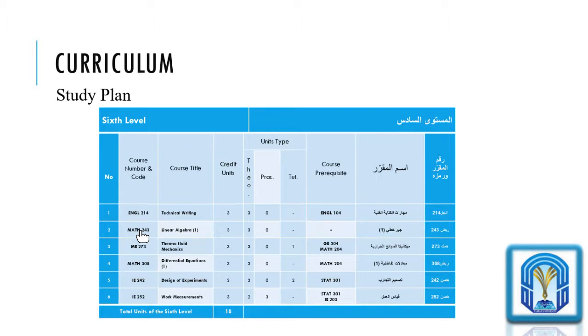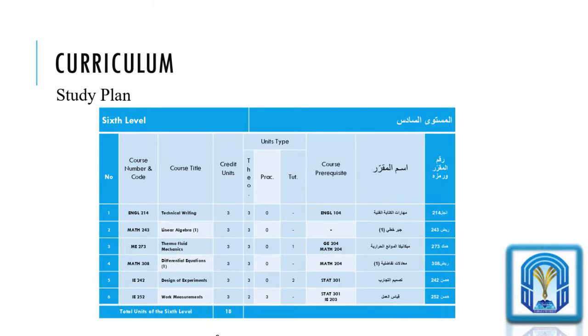So after studying that, the swap between the math course and the economy course was done. But again, this was something the department also considered from the beginning when the curriculum was initiated. But the department couldn't do it, because ME 273, thermofluid, had 308 as a prerequisite.